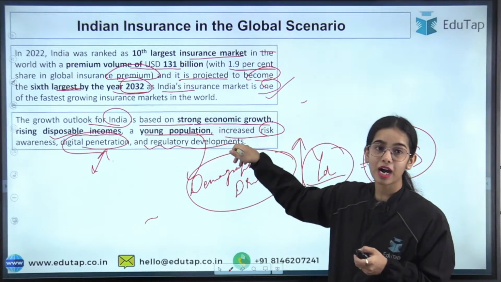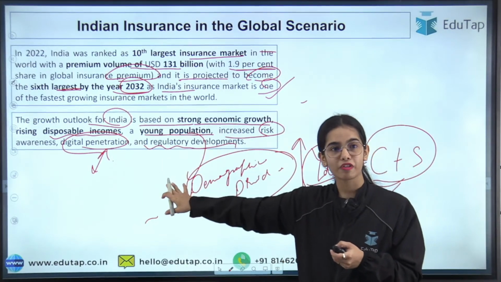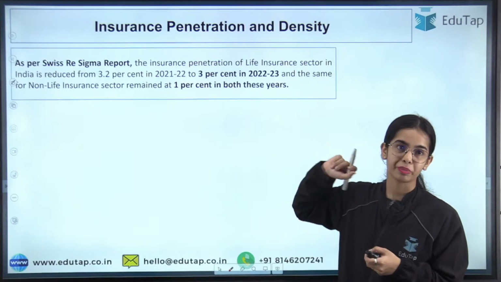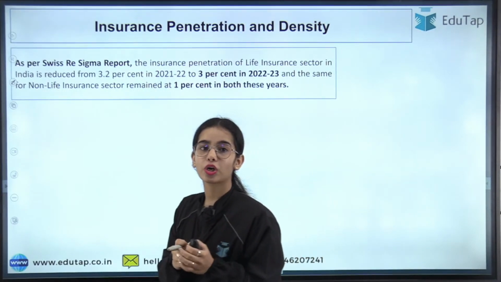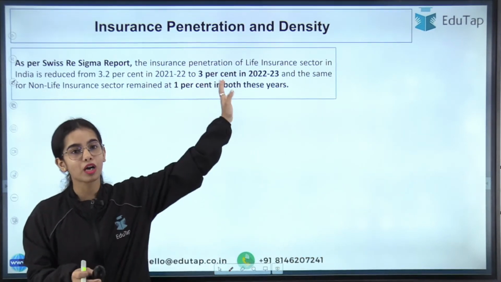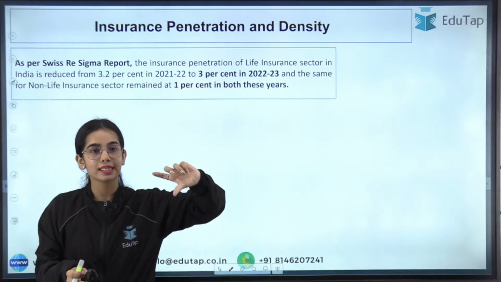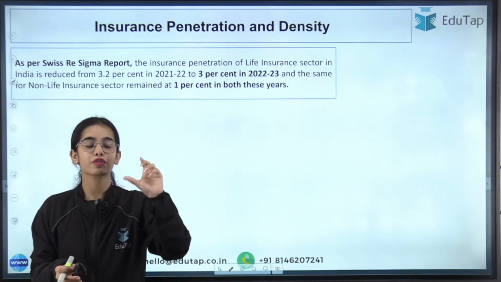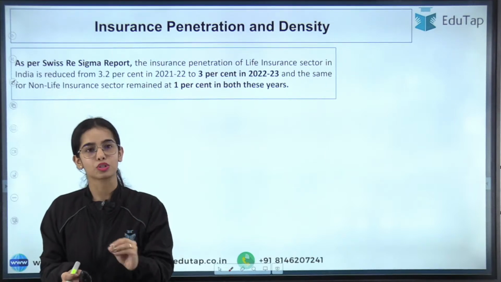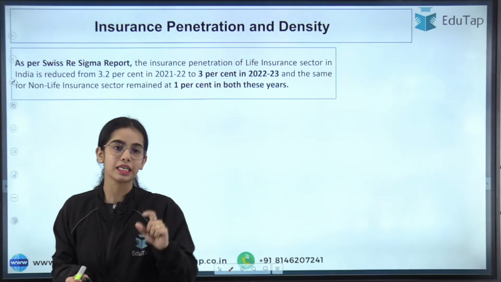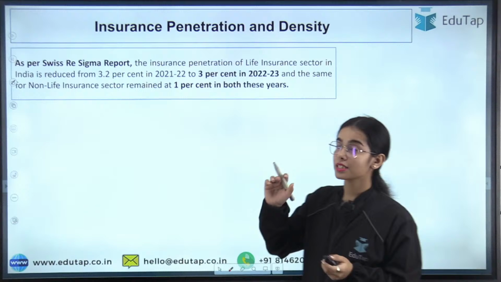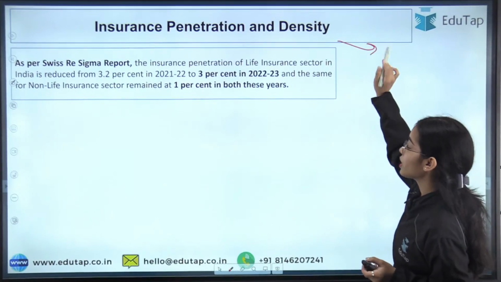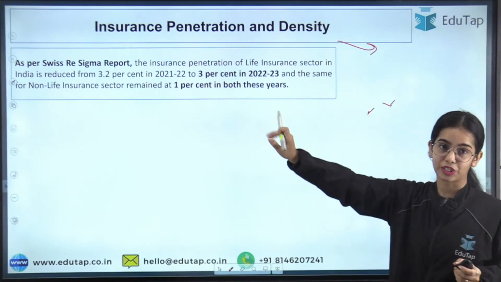Regulatory developments have happened, regulatory norms have been revised and there is better regulatory development that has happened. Now coming to insurance penetration and density, this is a part of your syllabus in the ESI impacting insurance, as well as from the insurance and management syllabus also. Insurance penetration and density topic is very important, okay? And this is important for your phase 2 descriptive writing as well as phase 1 GA.